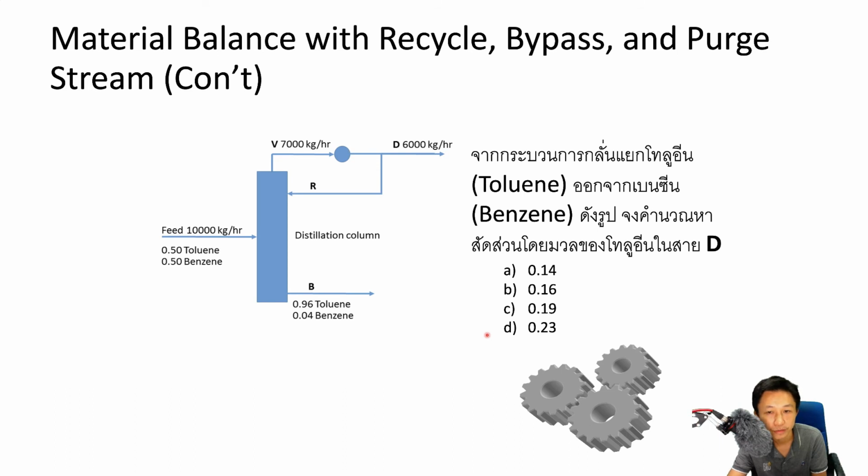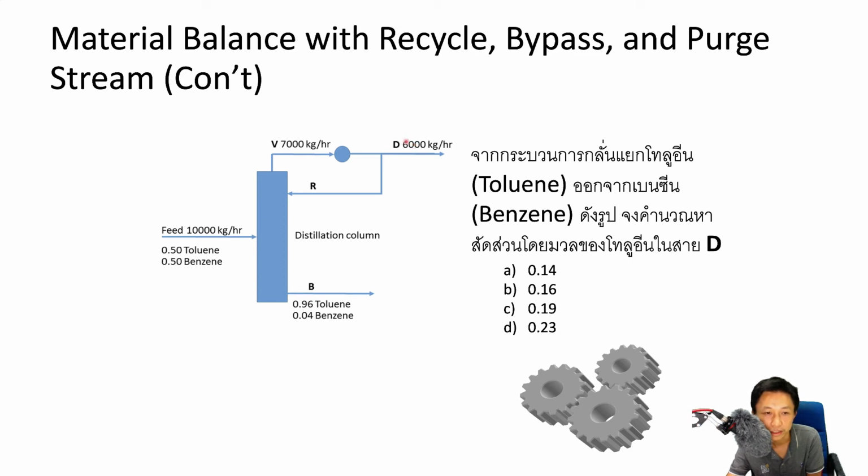What else? This one. You can have a look at this. So you write down the mass balance. In this case, you need to have a look at this one first. It's also in Thai, but I will translate for you. So you have a mixture of 50% toluene and 50% benzene. The feed is 10,000 kilograms per hour. You have this outlet, these two outlets.